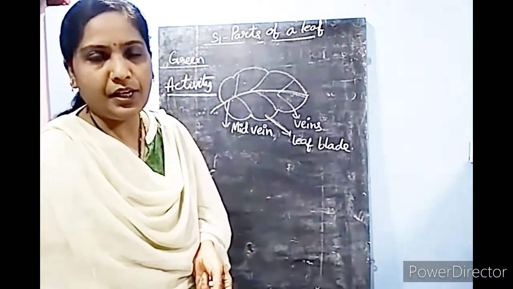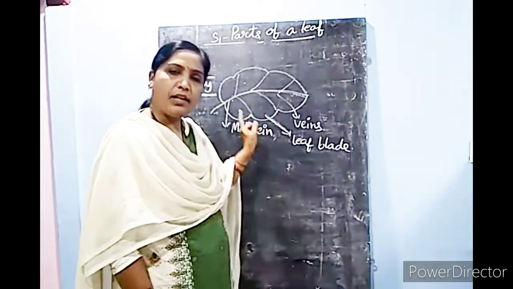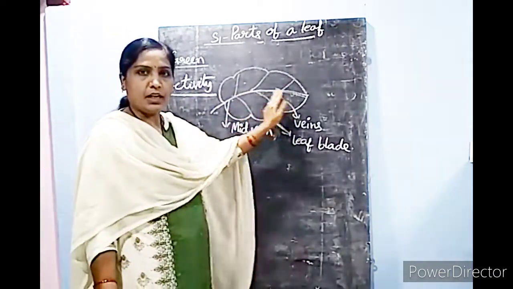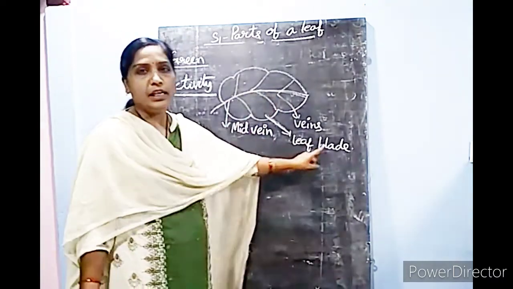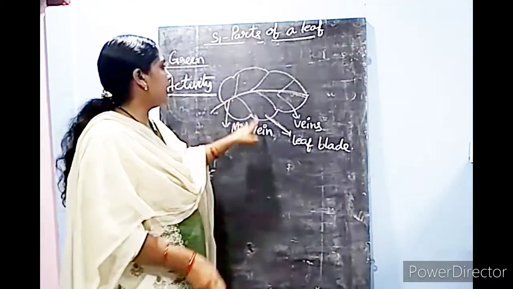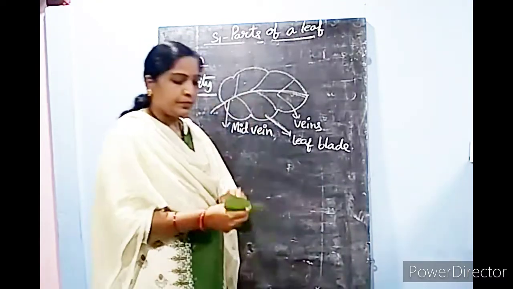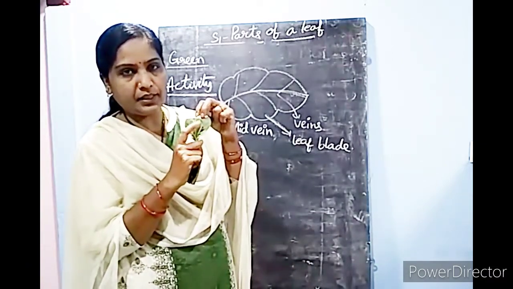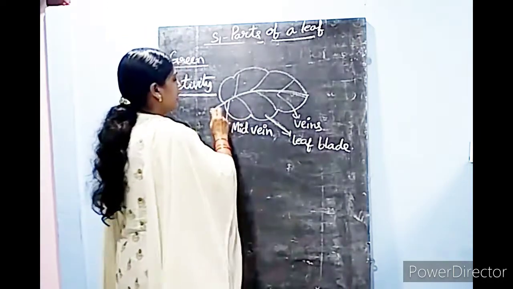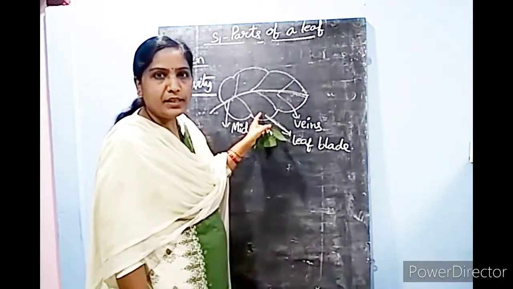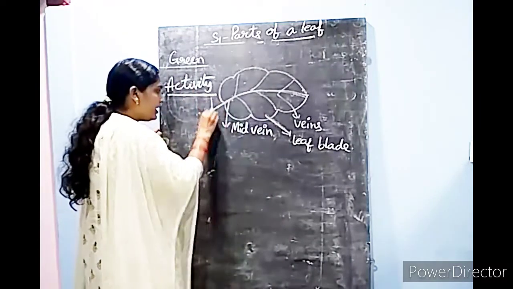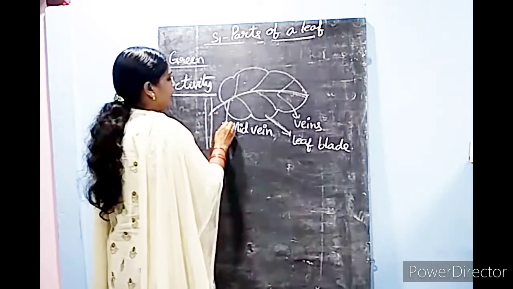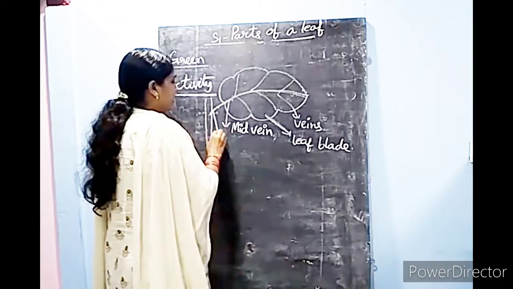After doing this activity, try to label the parts of your leaf. The green, soft part is known as the leaf blade. The small lines present on the leaf are veins. And this big vein which is present is known as the midvein. So this leaf is connected to the stem by what is known as the stalk.